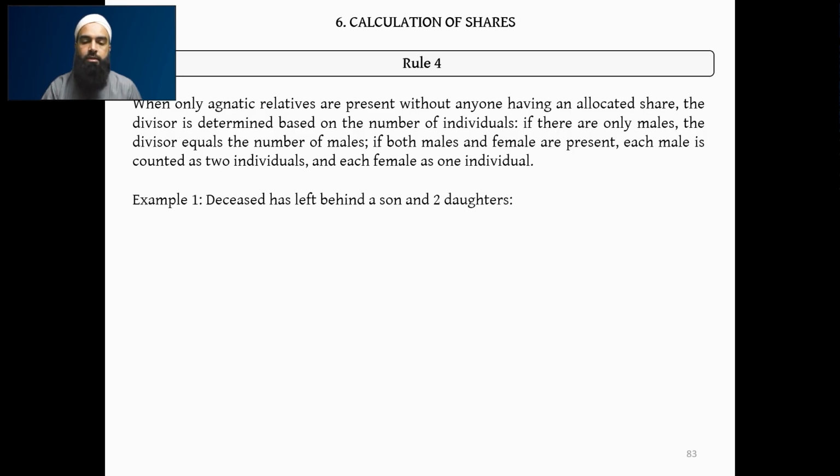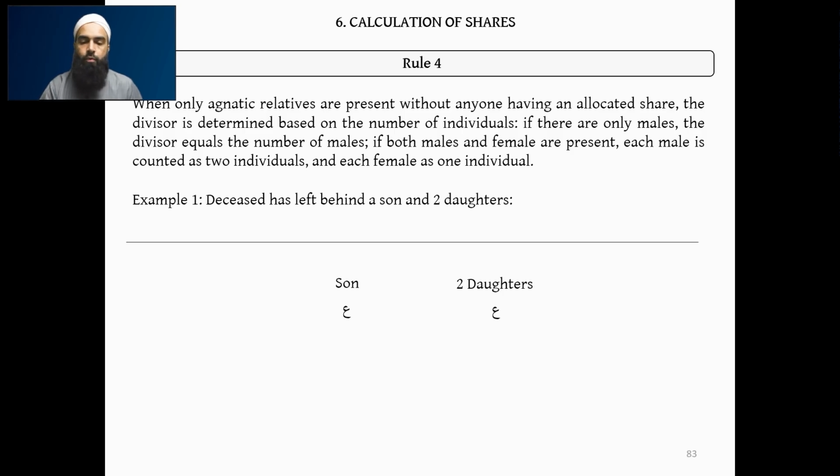So example is deceased left behind a son and 2 daughters. So we draw the line again, we write 2 daughters and a son. So in this case, the daughter, because in the presence of the son, will become an agnatic shareholder. And obviously the son will be the agnatic shareholder. So you've got the asaba bi nafsihi happening in son, and asaba bi ghayrihi for the daughter. So she's becoming an asaba because of the son.